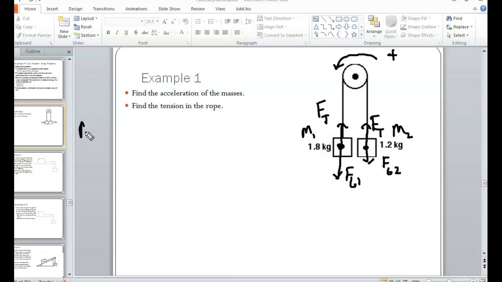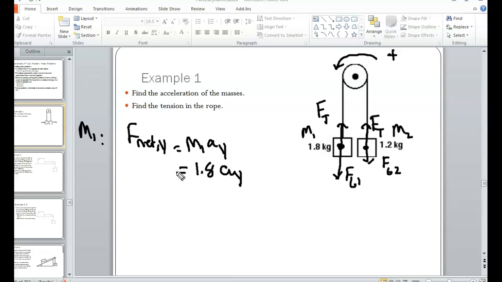Now what I'm going to do is write out Newton's second law for both of these objects. And so I'm going to start with mass 1. Okay, I have F net equals m1ay. I determine the acceleration of the object. Is the object accelerating? Yes, definitely. So m1 is 1.8, ay is my unknown, and now I write down the sum of the forces.